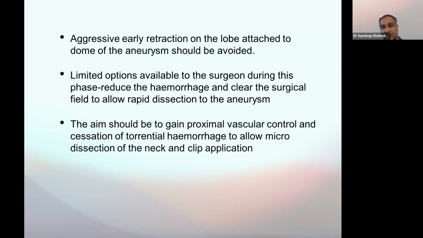Limited options are available for the surgeon during this phase. Reduce the hemorrhage and clear the surgical field to allow rapid dissection of the aneurysm. The aim should be to gain proximal vascular control and cessation of tangential hemorrhage to allow microdissection of the neck and clip application. And sometimes, if you do not have proximal control and there is a bulging frontal lobe, you need to do even a subfrontal lobectomy to reach the internal carotid artery and A1.